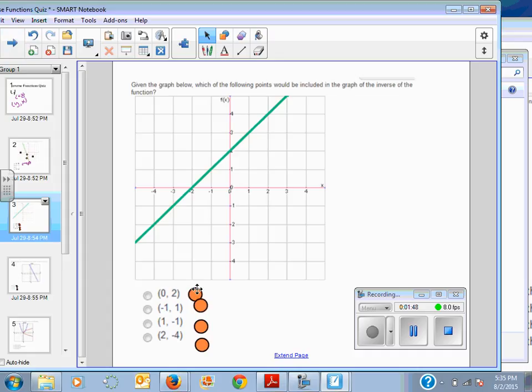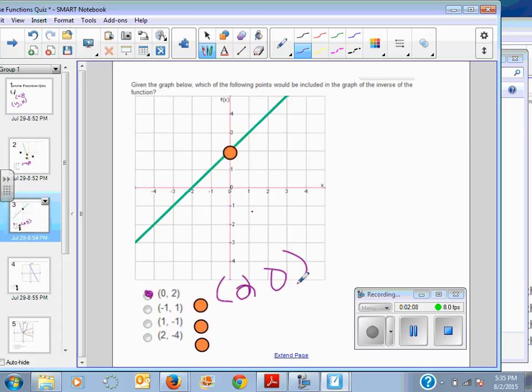All right, so again, same idea, we're going to flip these values. So instead of 2, 0, or instead of 0, 2, we want 0, 2. Well, 0, 2 is there. That's on the graph. So that is the one that we wanted. So again, think of that not as 0, 2, but instead 2, 0. 2, 0 is there. So that's what we want.